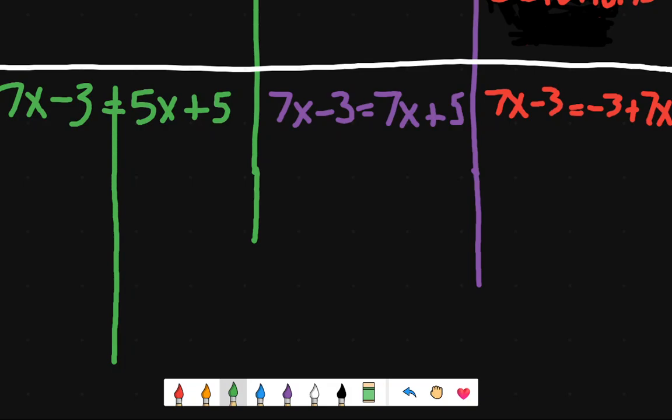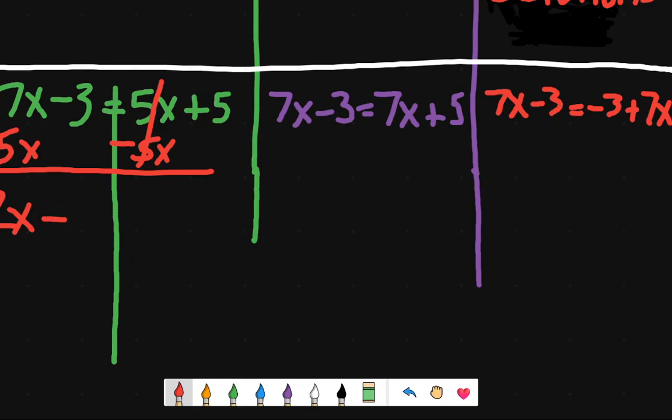So I'm going to subtract the 5x from both sides, because I want to get that 5 by itself. I'm going to subtract 5x from 5x, and subtract 5x from 7x. Remember, these are the terms that we can combine together. So 7x minus 5x is 2x. 2x minus 3, bring down the minus 3, is equal to 5. Now we're at a two-step equation. Looks familiar? So we have 2x minus 3 equals 5.